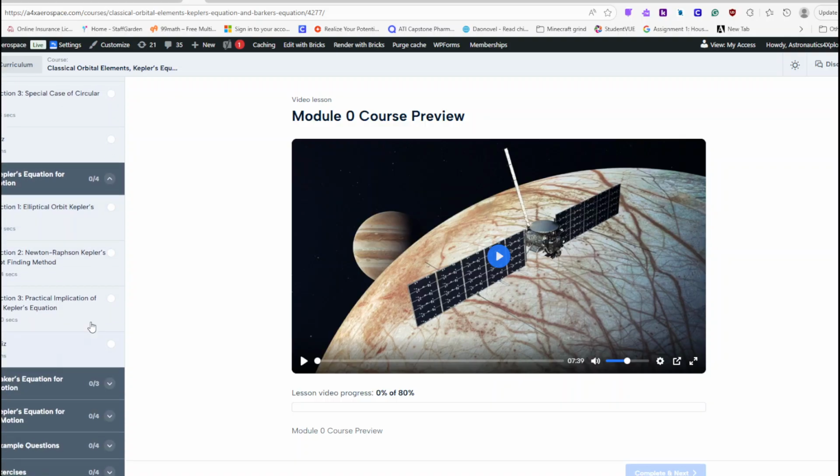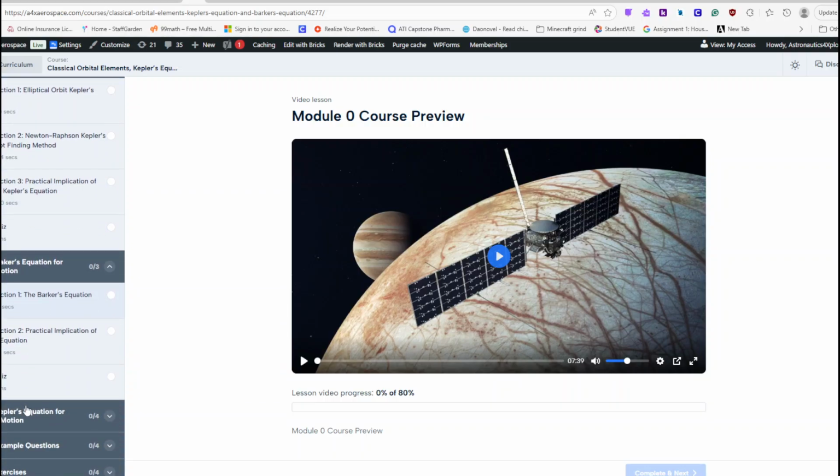Module 3 is about Kepler's equation for elliptical motion, and is divided as follows. Module 3 Section 1, elliptical orbit Kepler's equation. Module 3 Section 2, Newton-Raphson Kepler's equation root finding method. Module 3 Section 3, practical implication of the elliptical Kepler's equation. And Module 3 quiz is given for the student to be able to recap and recollect what was learned over the course of the Module 3.